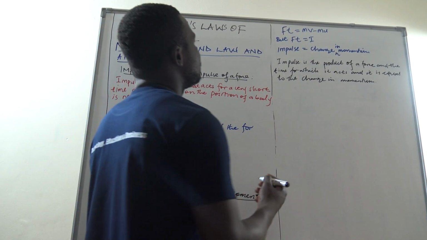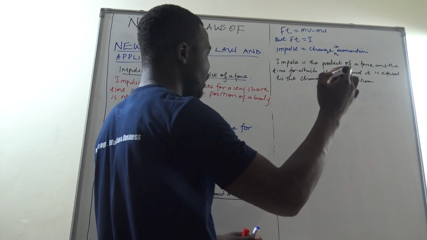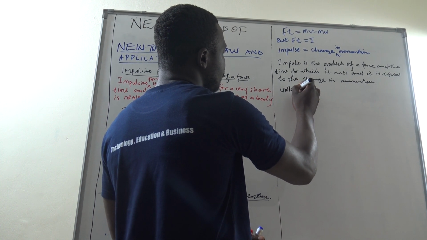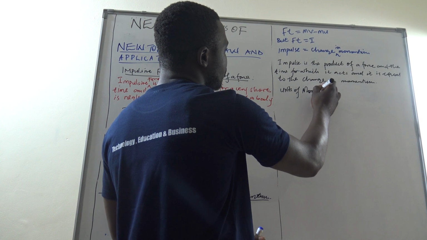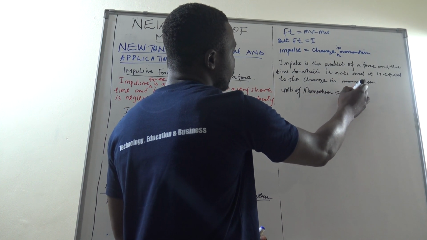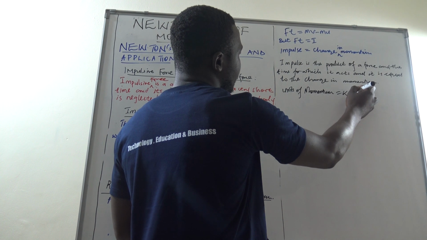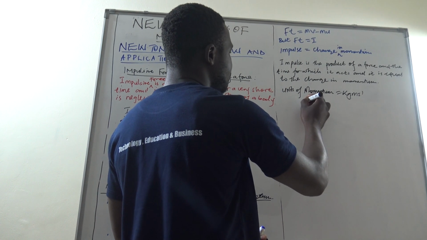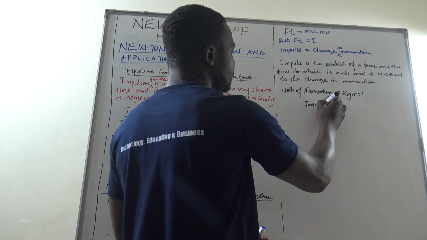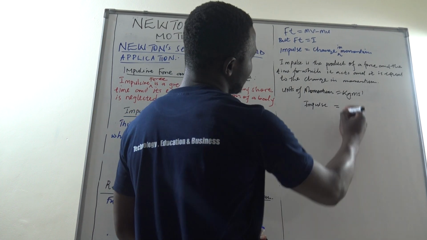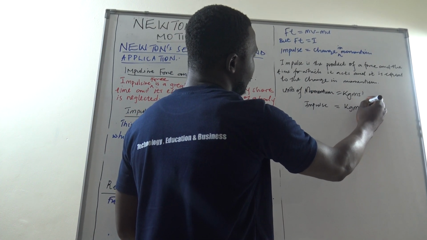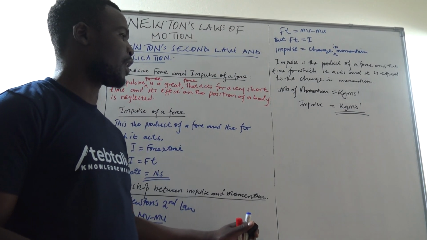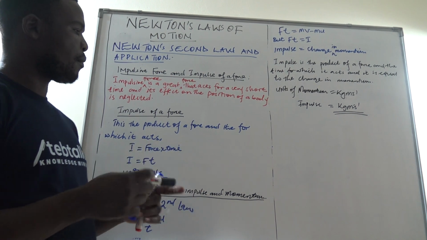Now, if impulse is equal to change in momentum, and we know that the units of momentum are kilogram meter per second, this also tells me that since impulse is equal to change in momentum, it can also have the same units as momentum.